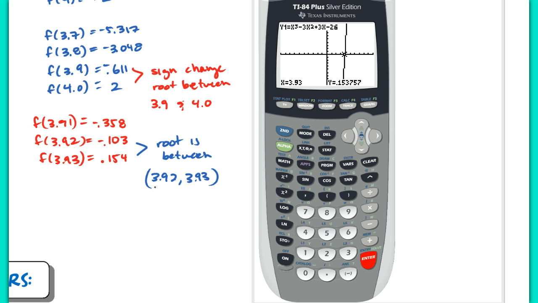Now, since it only asked us to approximate using successive hundredths, I'm done with this question. If it asks for thousandths, then of course I would start again and test 3.921, 3.922, and so on until I found another sign change. So this is how you would get closer and closer and closer to that irrational root.